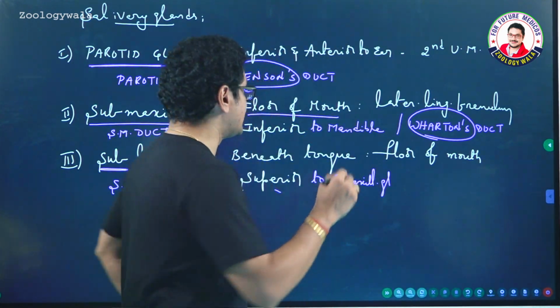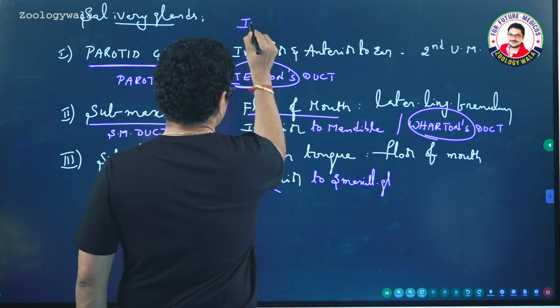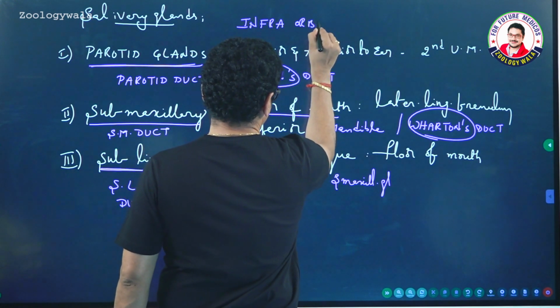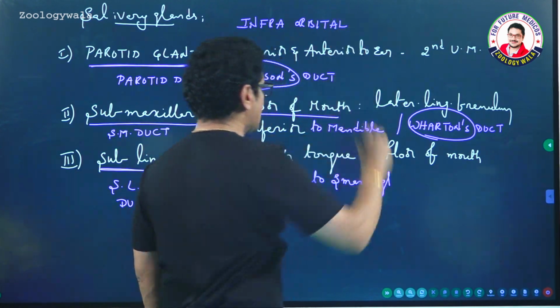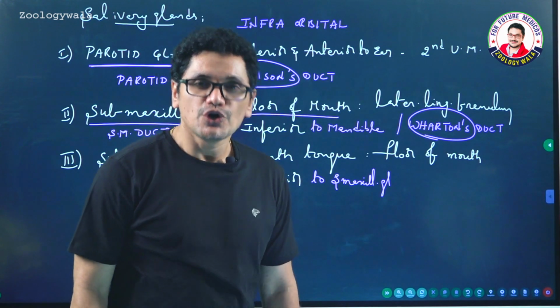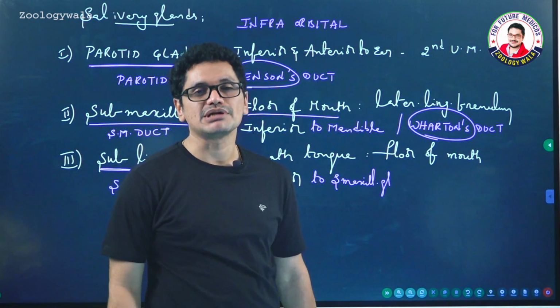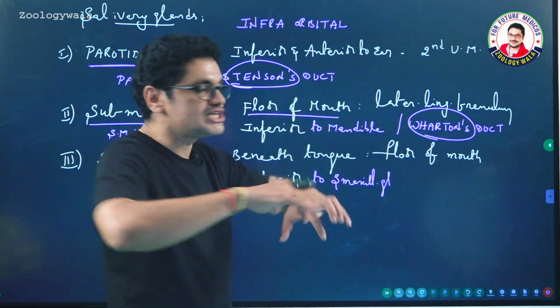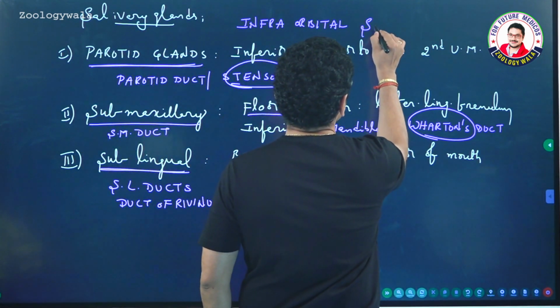In human beings, infraorbital salivary glands are absent. They are present in some other mammals like the rabbit. So that's all about the salivary glands, and all these secretions combined form the saliva.